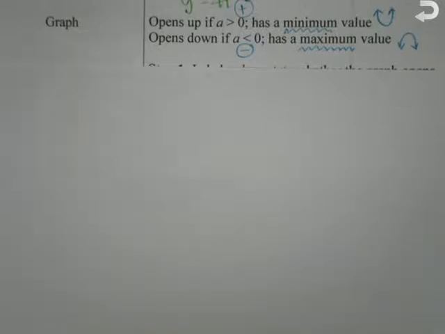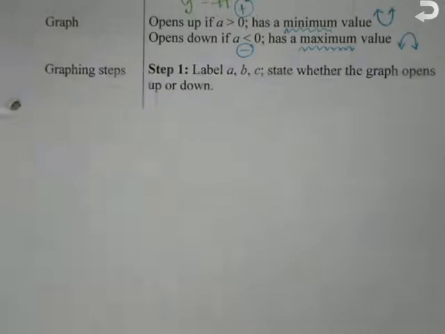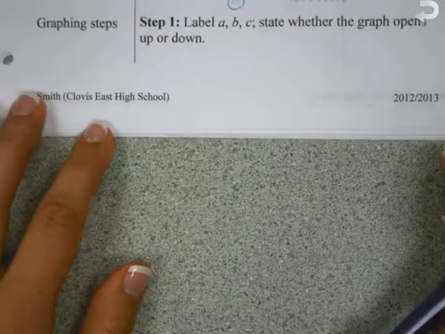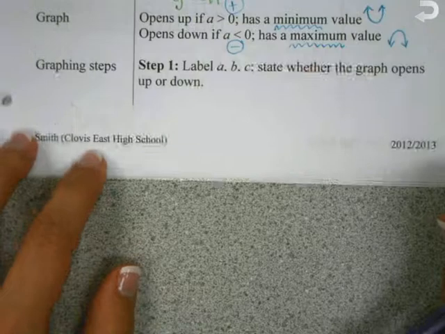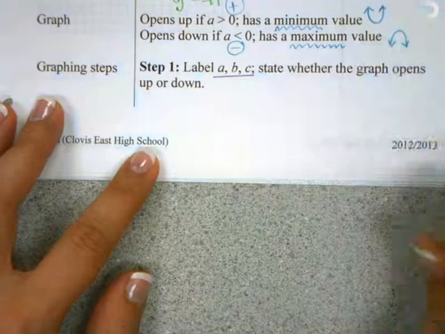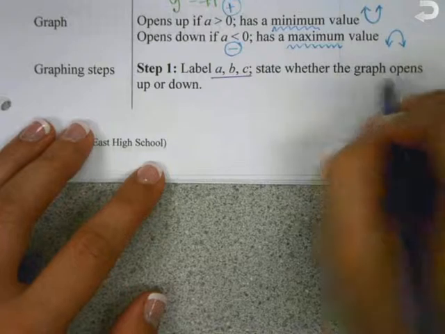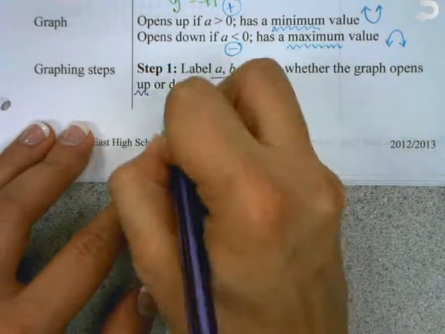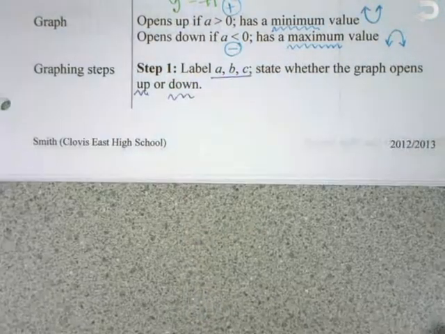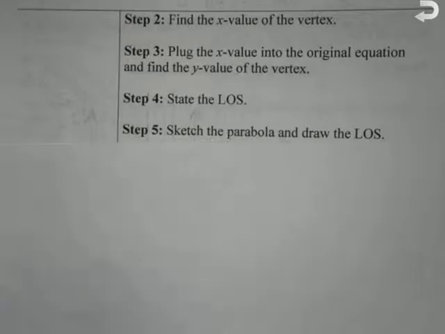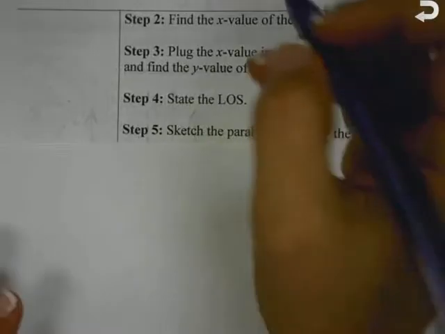So the steps to graphing. Step 1. You want to label A, B, and C. So we need to figure out what A, B, and C are, and state whether the graph opens up or down. Alright, step 2, after you figure out if it's opening up or down, you want to find the x value of the vertex, which means you're going to use x equals negative b over 2a.